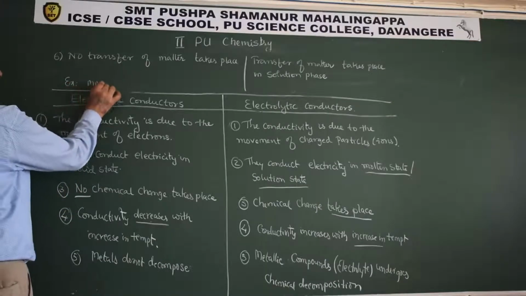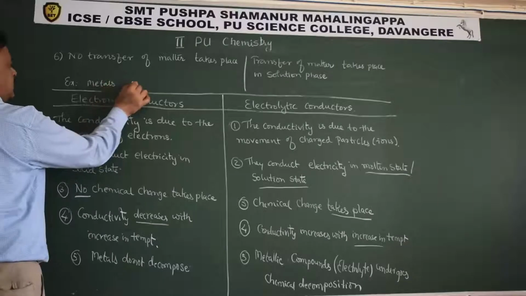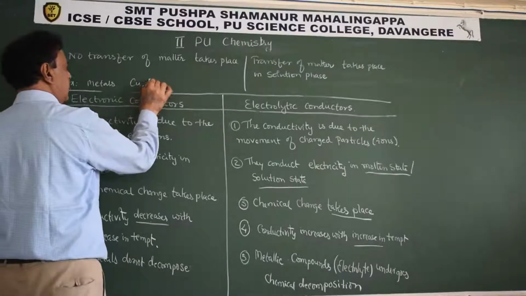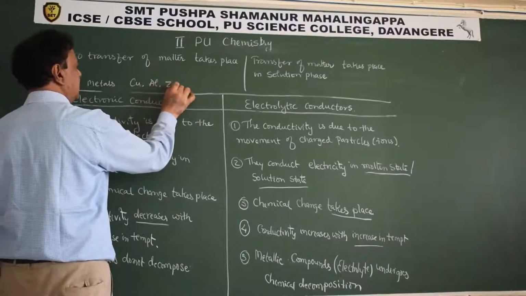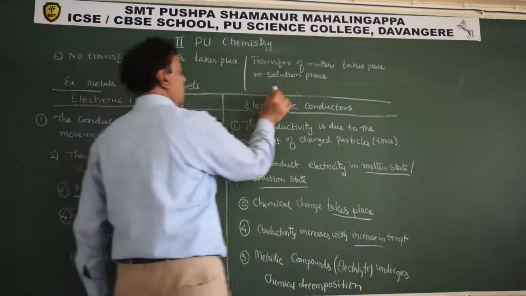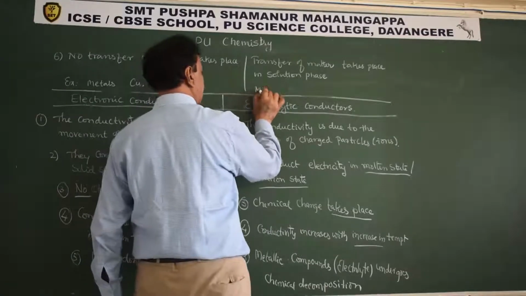Example: metals, copper, aluminum, zinc, etc. And for electrolytic conductors, metallic compounds.